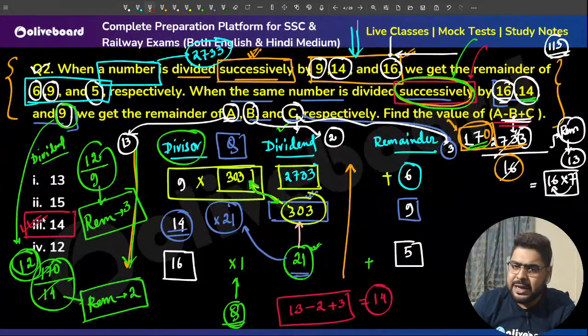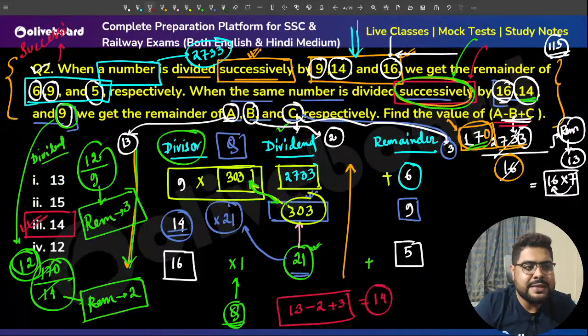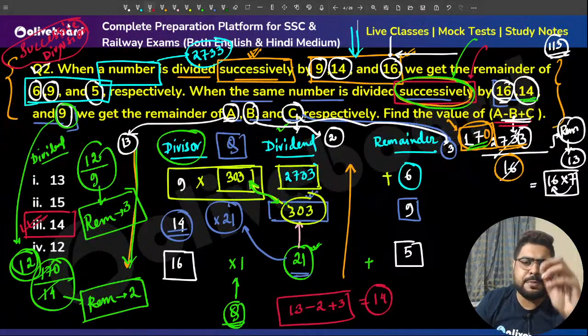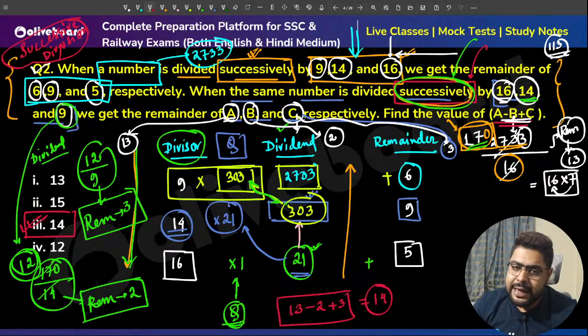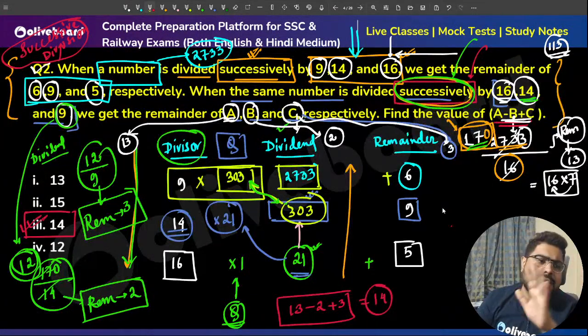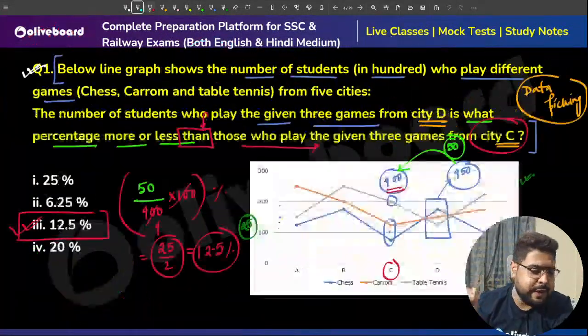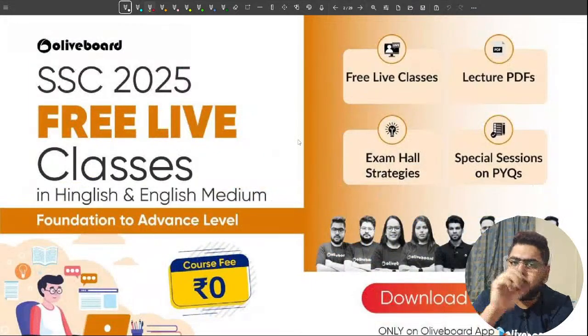Very, very simple question. But again, the successive division thing, if you don't know, please do comment. Successive division concept, if you don't know, I'm just giving you the way to solve this particular question, right? But again, if you want a separate class on successive division, please feel free to talk to me. You can comment over here.